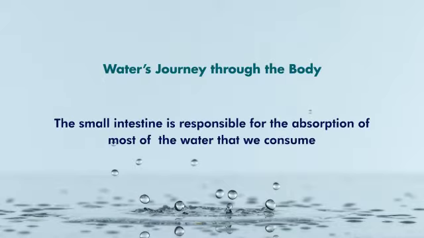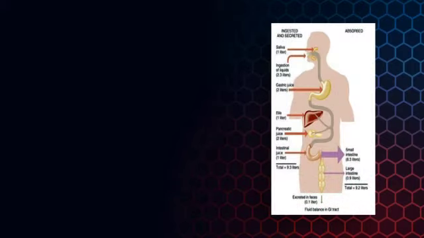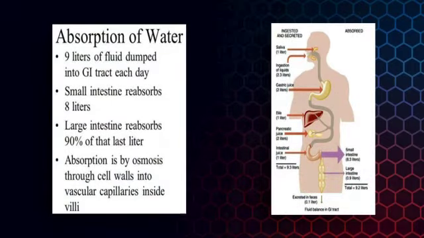The small intestine is responsible for the absorption of most of the water that we consume. Now, absorption of water: 9 liters of fluid are dumped into the GI tract each day. The small intestine reabsorbs 8 liters of water or fluid. The large intestine reabsorbs 90% of that last liter. Absorption is by osmosis through cell walls into vascular capillaries inside the villi.